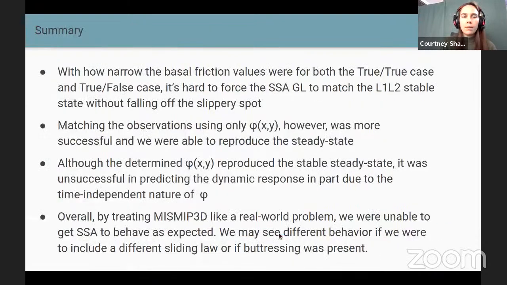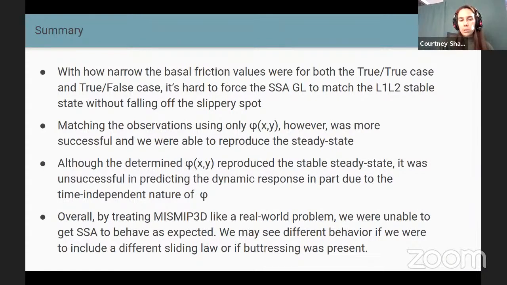So in summary, given how narrow those basal friction values were for both cases where the basal friction coefficient was optimized, we found that it was hard to force the SSA grounding line to match the original L1, L2 stable steady state without falling off that slippery spot. However, we were able to match with rheology, and this was nice to see. But even though we were able to match with rheology, we were then unsuccessful in predicting the dynamic response due to the fact that phi was time independent.